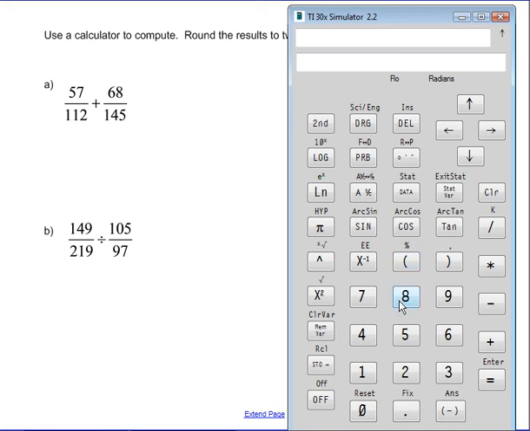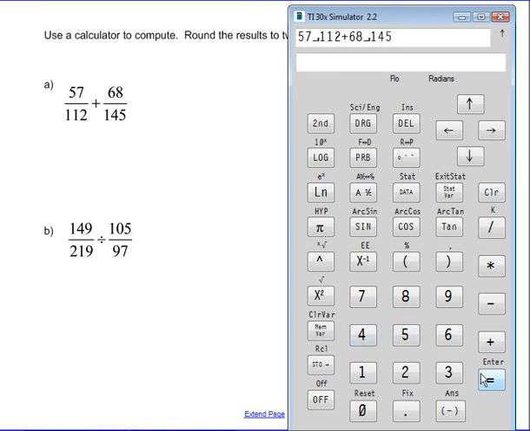So our first problem, we have 57 112ths. So we're going to be using our fraction key. We have 57. And then we're going to use the fraction key before we go to the denominator, 112ths. So 112. And to that we're going to add 68 over 145. So 68 145ths.